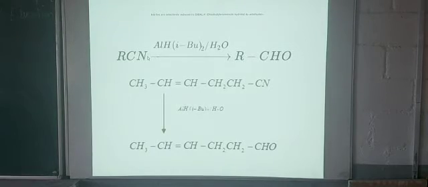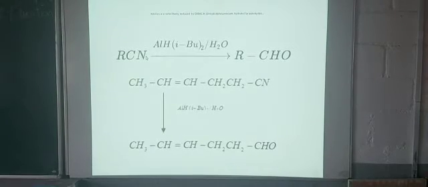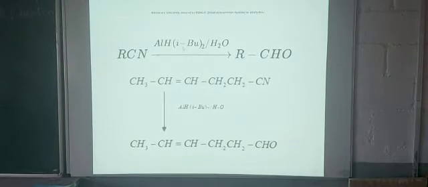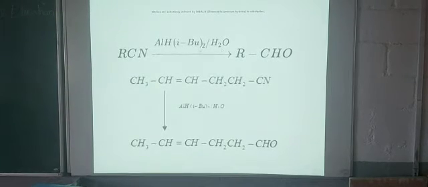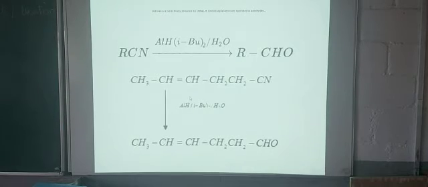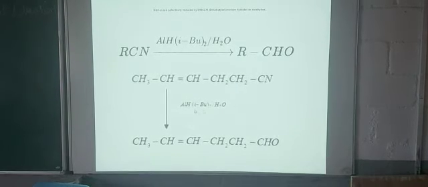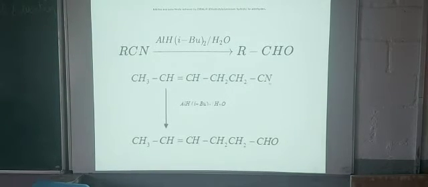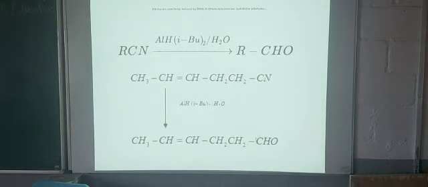RCN, nitriles are also reduced by diisobutylaluminium hydride to aldehydes, and it can be represented by the shortcut formula AlH(i-Bu)2 in presence of water molecules. This DIBAL-H catalyst converts the cyanide group directly. Remember, CN is the cyanide and it is totally converted into CHO, that is an aldehyde group.